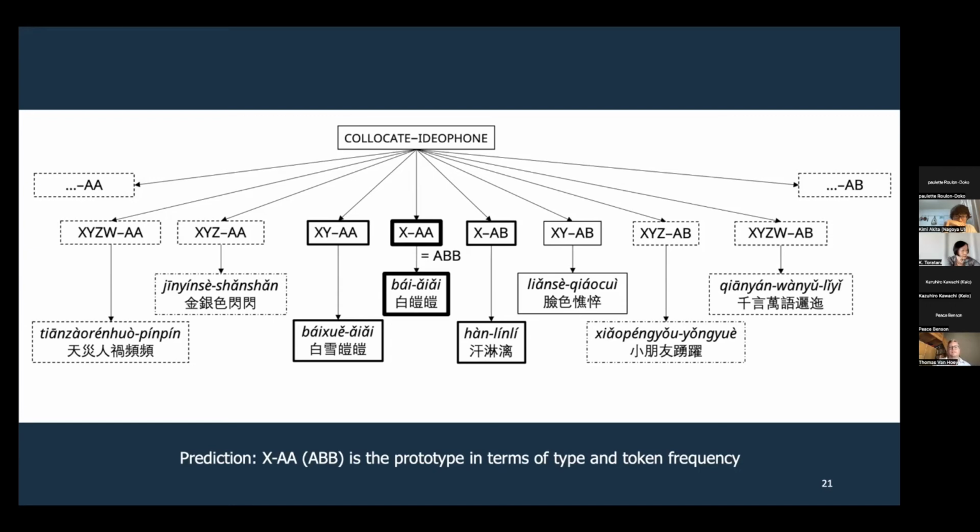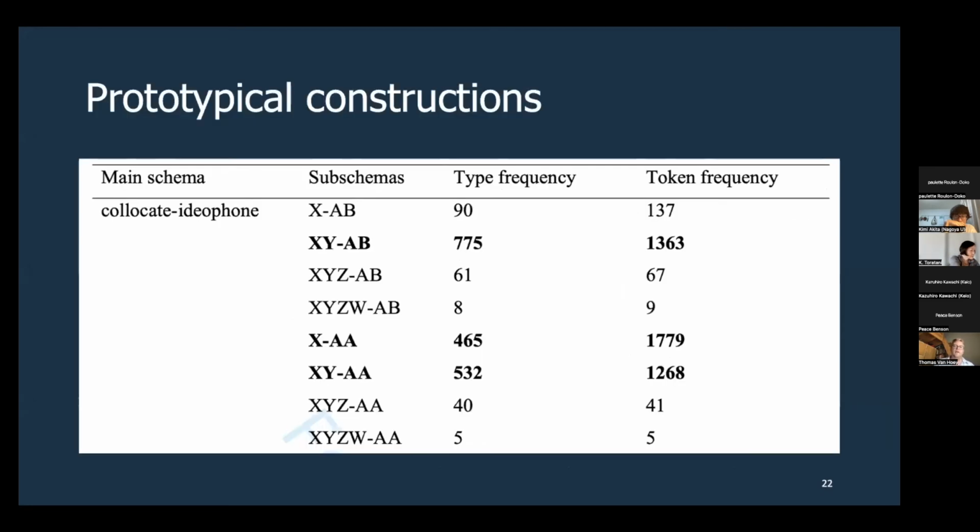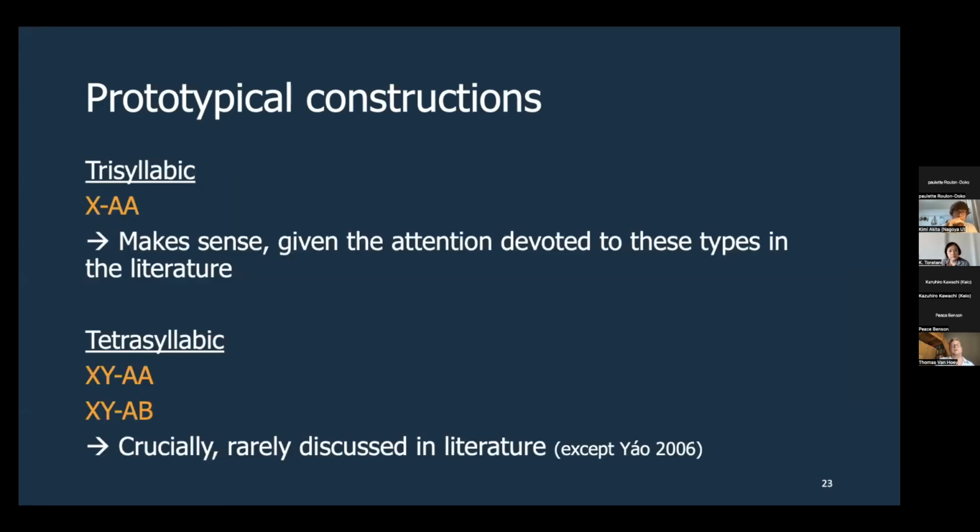So that's the idea. The operationalization of this is very simple. You just count things. And we do indeed find that XAA is very frequent, both in type frequency and token frequency. Also XYAB and XYAA, which I think is interesting, because that means the trisyllabic pattern, like XAA or ABB as it was usually known, would make sense, because it stands out because it's 3 characters. That's already kind of special in Chinese. And then it makes sense that so much literature has been devoted to it.